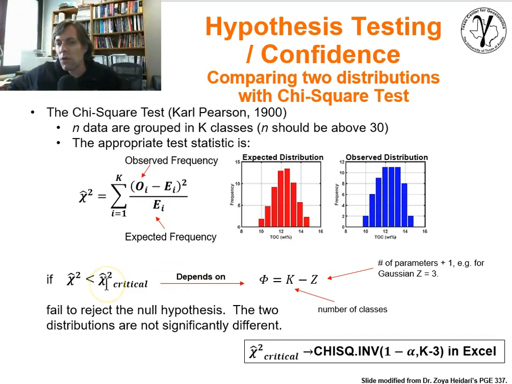Now, the chi-square critical value will depend on the degrees of freedom, which we calculate here as the number of classes minus the number of parameters plus 1. In the case of a Gaussian distribution, we have two parameters, a mean and a standard deviation, and we add 1, so we would have a z value equal to 3. So for degrees of freedom, we would use the number of bins minus 3.